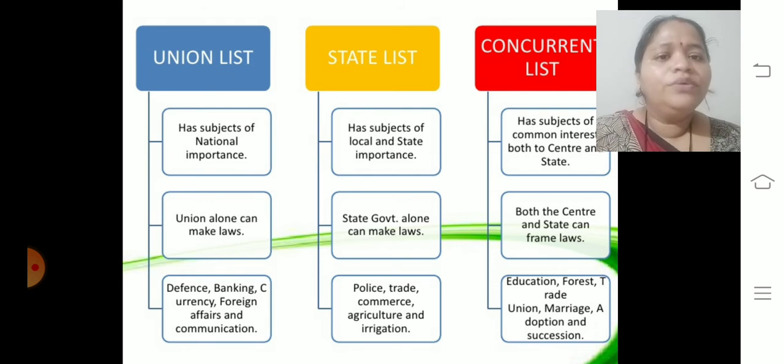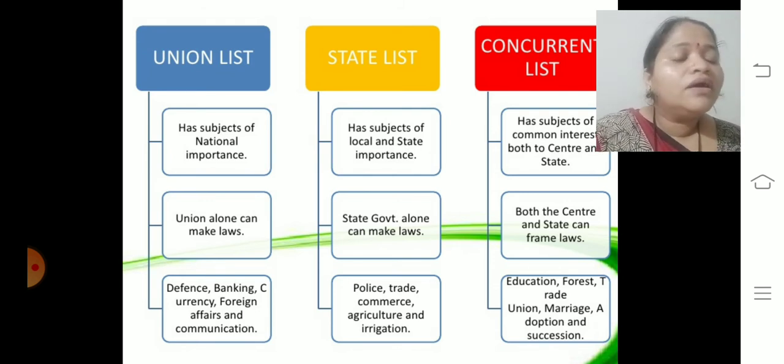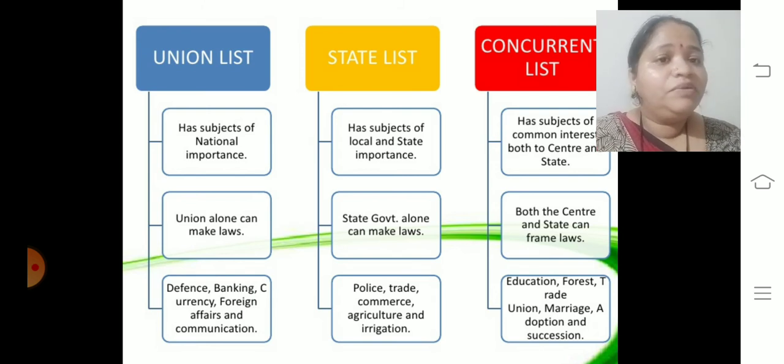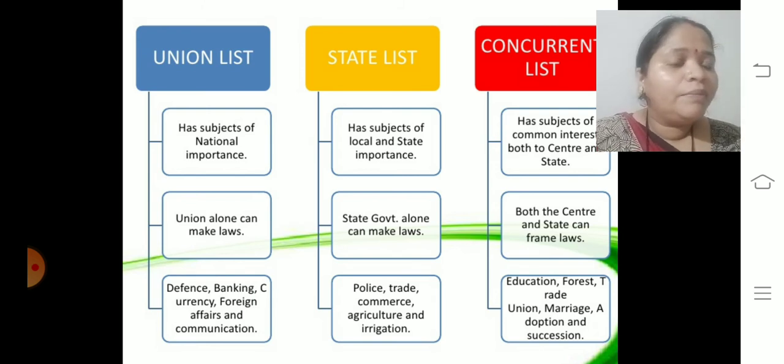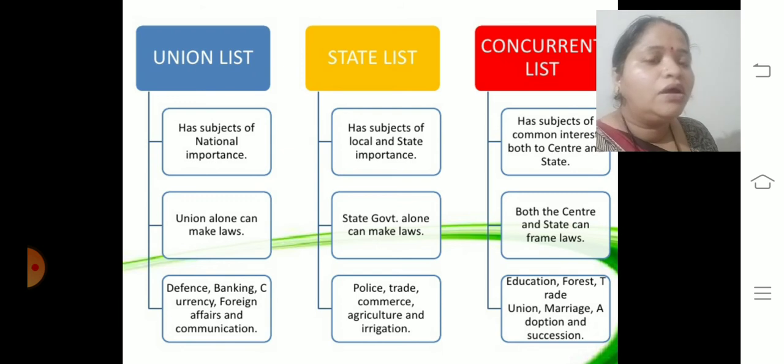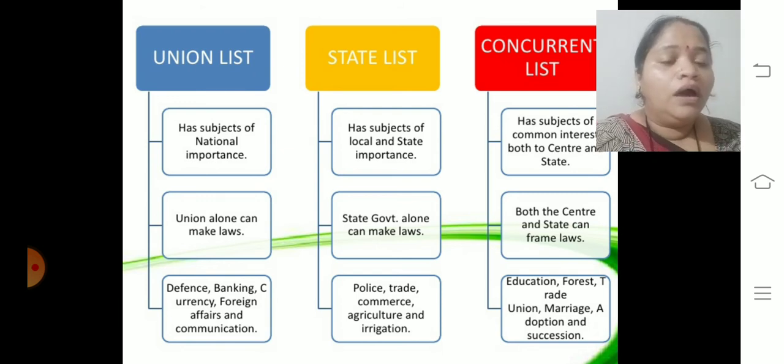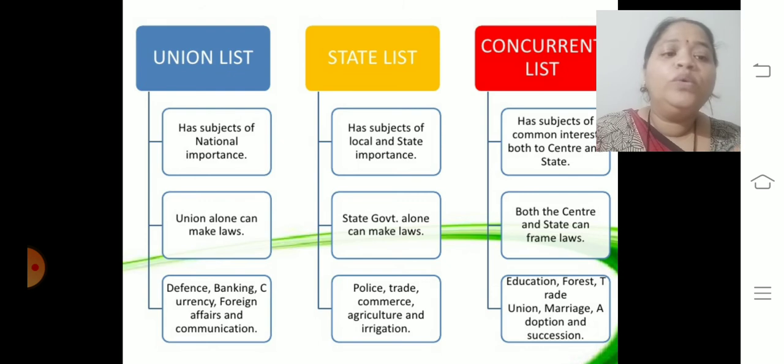So the union alone can make laws. The state government alone can make laws, but at the state level only. It means that the Punjab government's orders will not be applicable in Maharashtra, and the Maharashtra government won't be able to apply its government in any other state. It means that a particular state government alone can make laws for its own state.